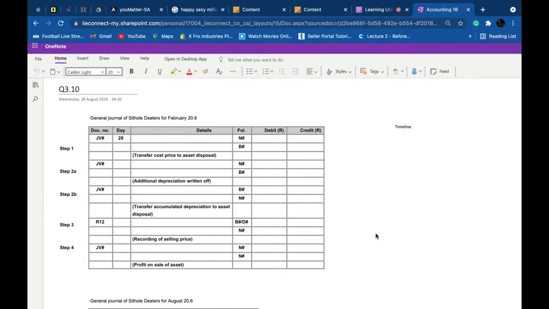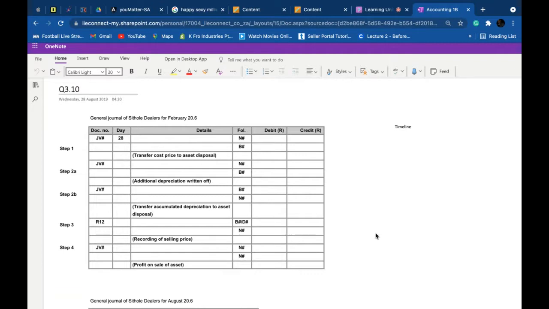Up top it says the financial year of Store-led Dealers ends 31 August, so we're dealing with 31 August again. The following balances appear in the books on 1 September 2005. We have equipment, that's all the equipment. They didn't need to write that in brackets, by the way. And accumulated depreciation, you should know that, accumulated depreciation on equipment, 28,536. On 28 February 2006, man, this is like a copy and paste of 3.9.